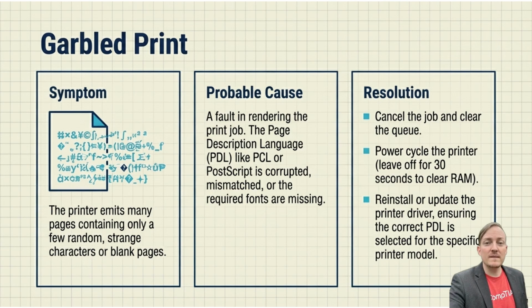Next is garbled print. This is when the printer emits many pages containing only a few random, strange characters or blank pages. The probable cause is a fault in rendering the print job. The page description language, like PCL or PostScript, is corrupted, mismatched, or the required fonts are missing. To fix this, cancel the job and clear the queue. Power cycle the printer, leaving it off for 30 seconds to clear the RAM. Then reinstall or update the printer driver, ensuring the correct PDL is selected for your specific printer model.